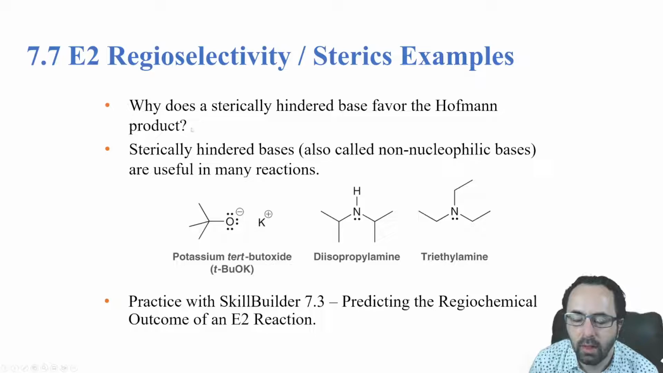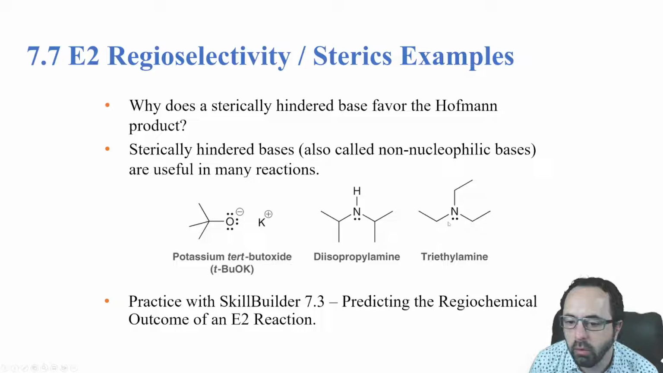So that just answered that question. A sterically hindered base will prefer the Hofmann product because it can more easily get to the protons that it needs to get to, and the reaction occurs more quickly. So these are three sterically hindered bases that can be used. These are sometimes called non-nucleophilic bases.